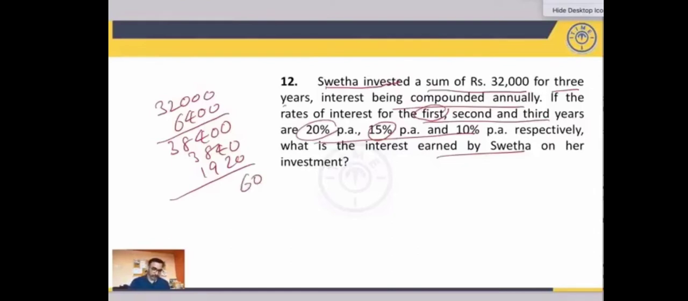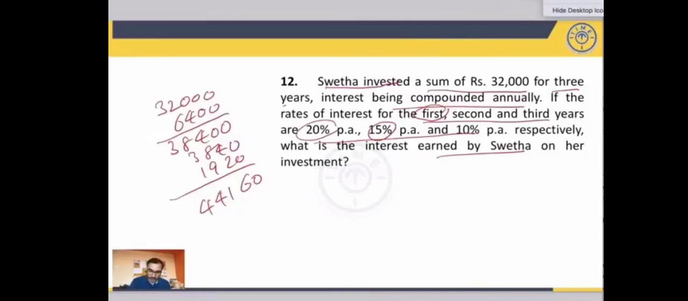60, 48, 38 and 19. 38 plus 19 is 57. 57 plus 84 is how much? 57 plus 4, 61. 61 plus 80, that's 141. So 41, carry 1, that is 4. So 44,160 is the amount at the end of the second year.